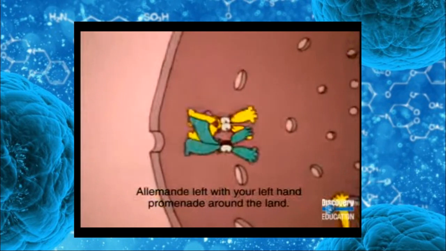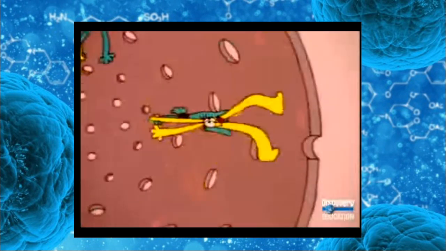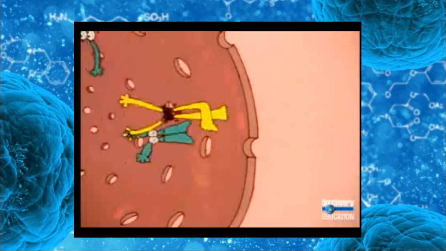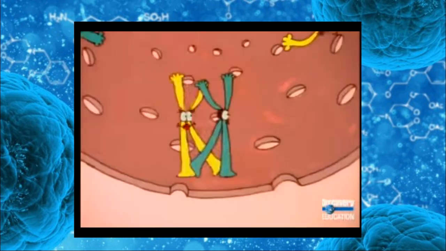Okay, so you can see this chiasma forming where they actually touch, and that's where the genetic material is going to be swapping during crossing over.